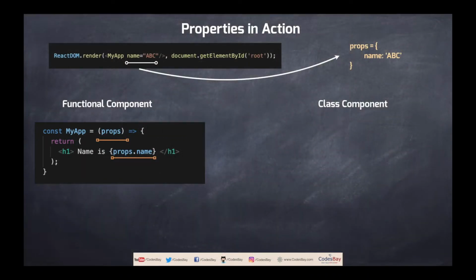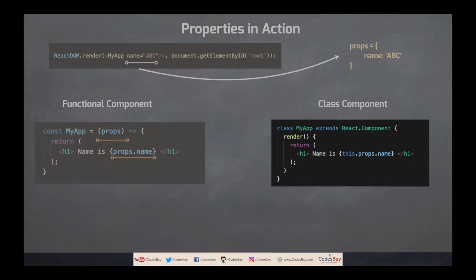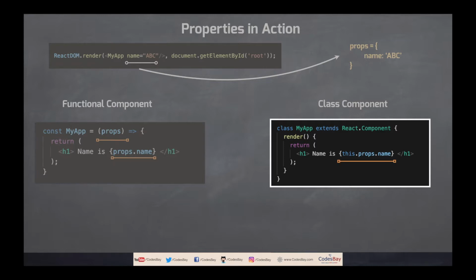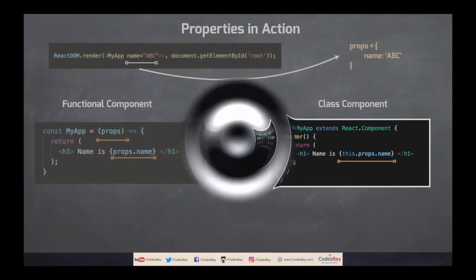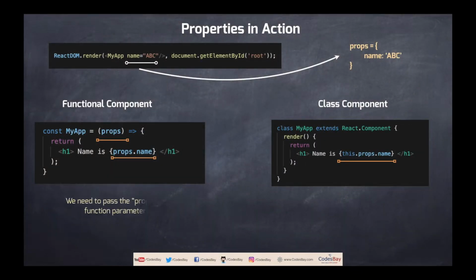Now let's look into the class component. Here is how my class component looks like. In the render function, I am using name is as this.props.name. This means that we don't have to receive properties explicitly. It is available as part of the class, this.props. So here is what we need to remember. When we use functional component, we need to pass properties as a functional parameter, and in class component, props are available as a class member and can be accessed as this.props.